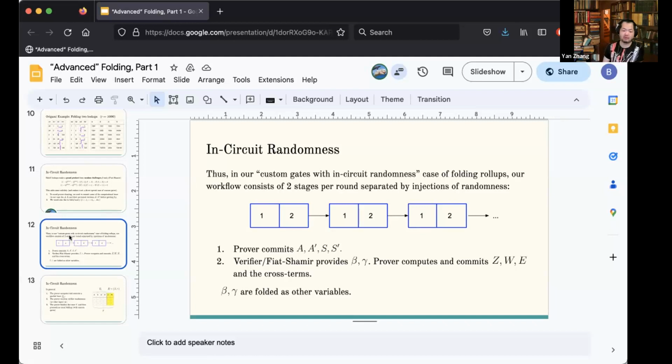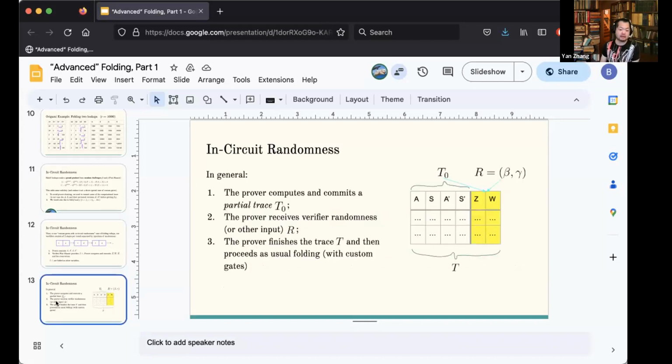And then you can think of the vertical lines as where the prover got the information she needs to compute the rest of the thing, which is beta and gamma. Then the prover computes and then commits Z, W, the error terms, and the cross terms. And then beta and gamma, you can think of the trace as eating this up, and that is also carried along and folded just like other variables. So the main thing to care about here is information hygiene. We want to be careful that people should not have too much information at any given time. Okay, next.